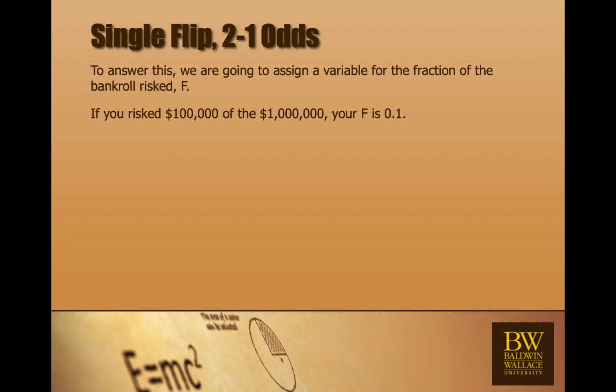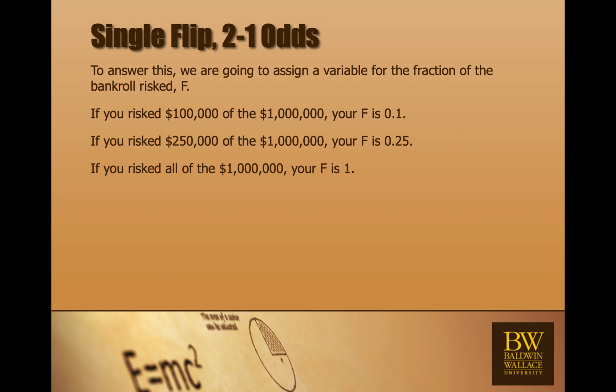an investment. If you decided to risk 100,000, your F is 0.1, 1/10 of the 1 million. If you risked 250,000, your F is 0.25, 1/4 of your $1 million. If you risked it all, your F is 1. And if you don't play, your F is 0. I'm keeping my 1 million, I'm walking away.